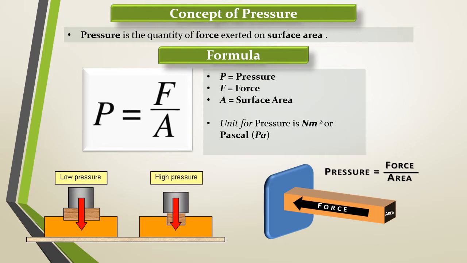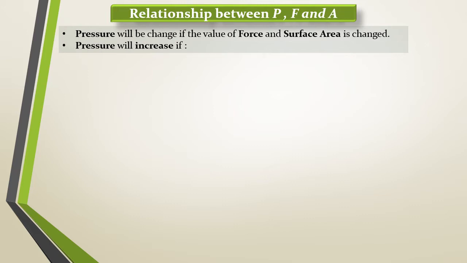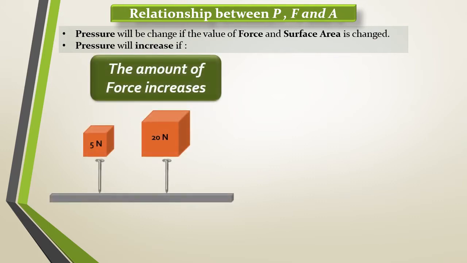Okay, clear? Good. So this is the relationship between pressure, force and surface area. Pressure will change if the value of force and the surface area also change. So kita boleh kata dekat sini pressure bergantung kepada 2 benda ni, iaitu force and surface area. Pressure will be increased, kalau pressure akan meningkat bila mana? The first thing, kita increase the value of force. Okay, kita tambah force lagi.